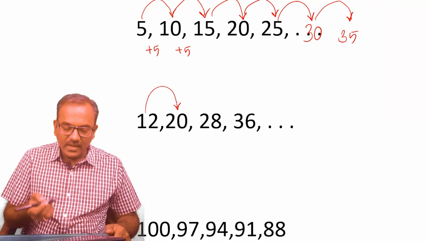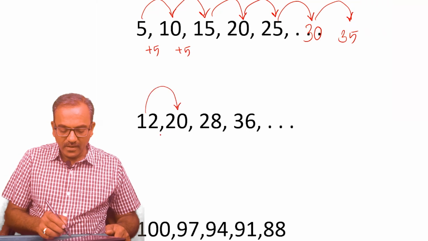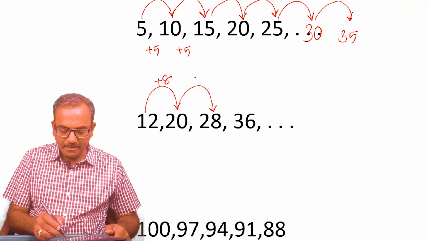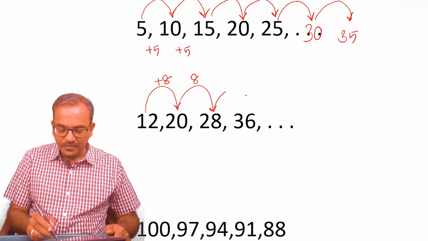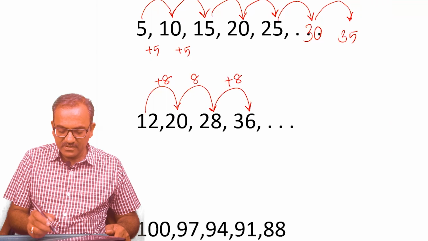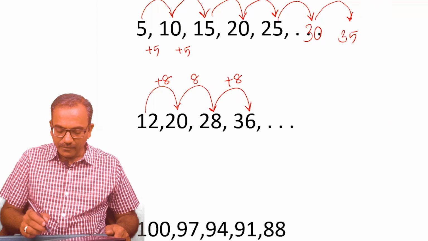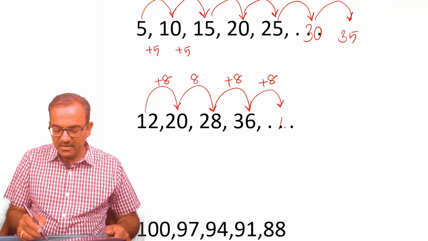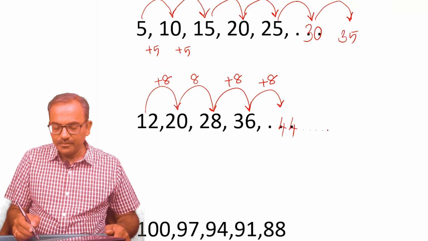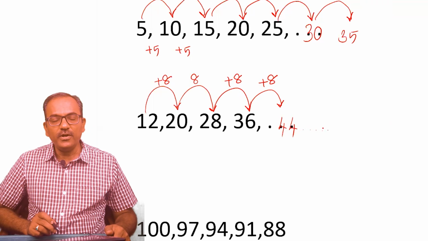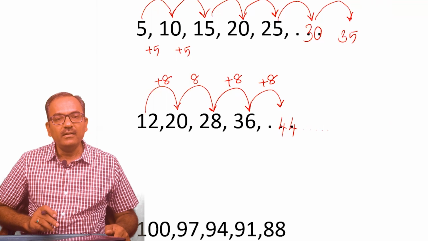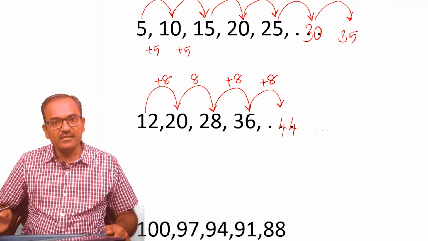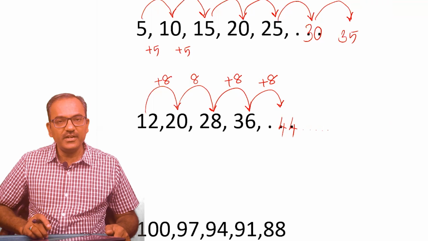Then we have another sequence, 12, 12 plus 8 becomes 20, 20 plus 8 becomes 28, 28 plus 8 becomes 36, and of course the next one would be 36 plus 8, that is 44, and we can keep on continuing the number set to any number of our choice. In other words, it's an infinite sequence, right?